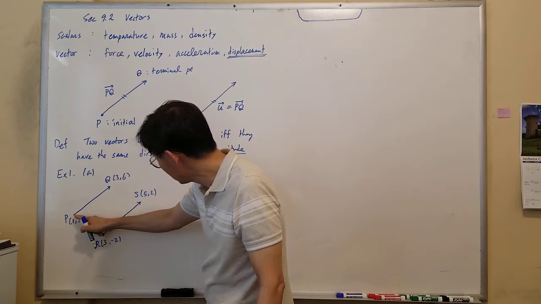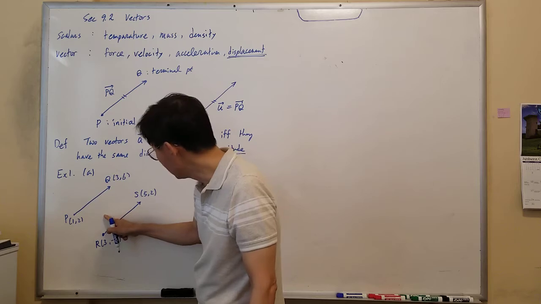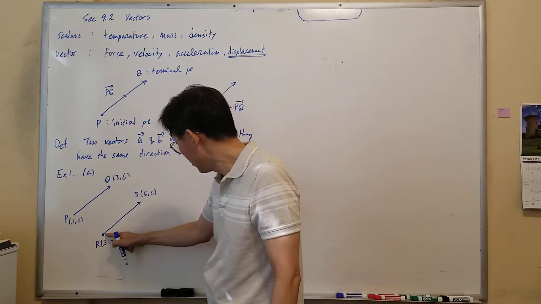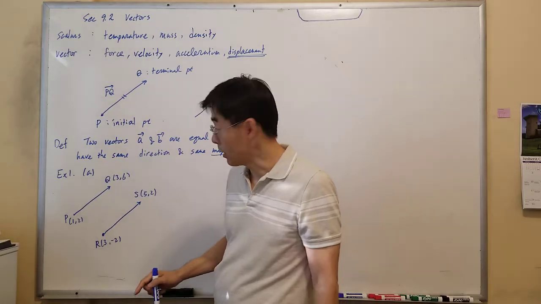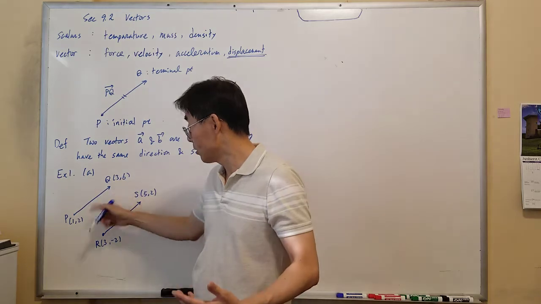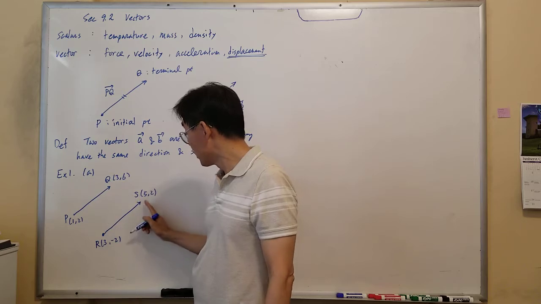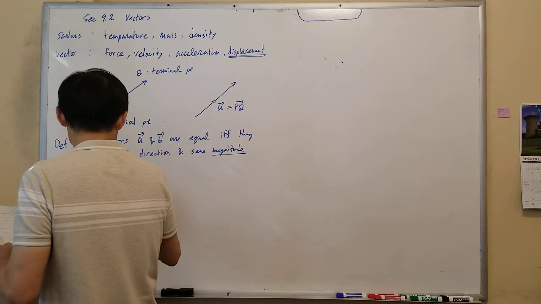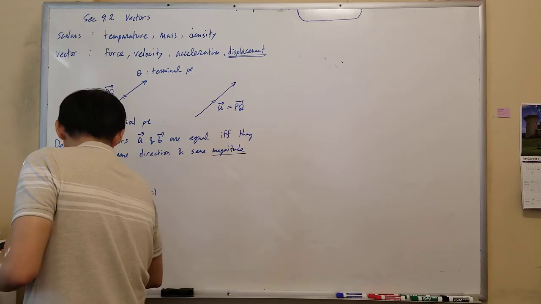This one, the direction is from 1 to 3. You have to move 2 horizontally, 4 vertically. Here, also 3 to 5, 2 horizontally, and 4 vertically. So they should have the same direction and same magnitude. The distance will be the same, right? Square root of 2 squared plus 4 squared. Square root of 2 squared plus 4 squared. So they are equal vectors. So in this case, vector PQ equals vector RS.